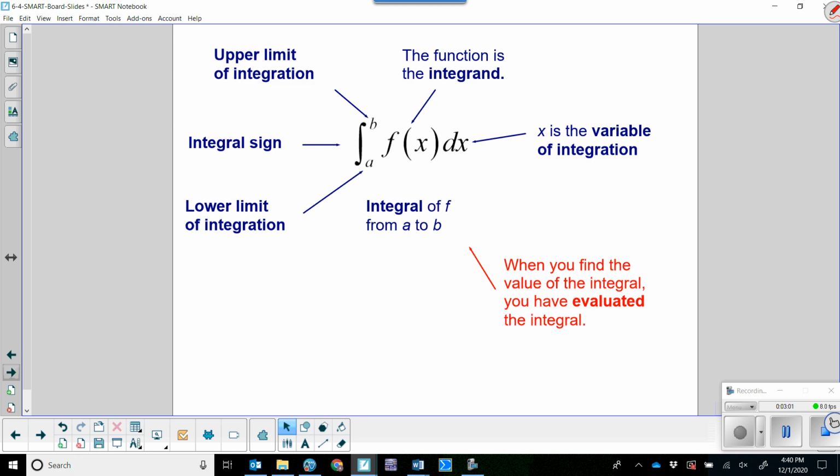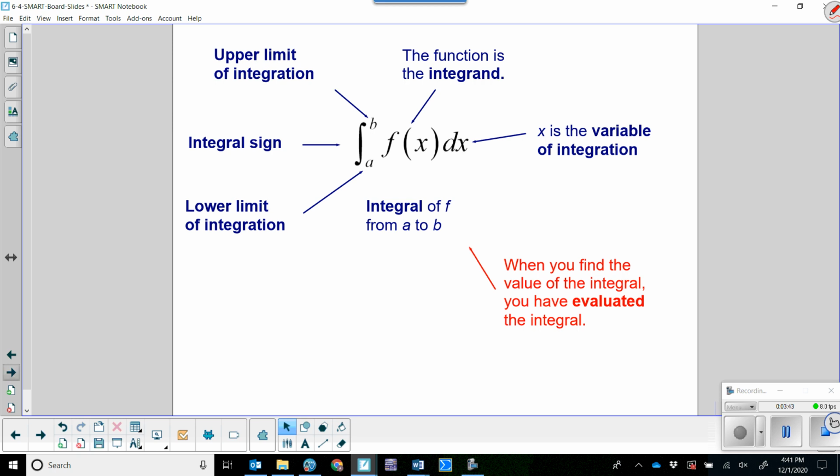And then the different parts have names. a is your lower limit of integration, and you always read this as the integral from a to b. We always read lower to higher because that's like reading left to right. So we say the lower limit of integration to the upper limit of integration. Now, the number a might not be smaller than b, as we'll see in a minute, but it's still the lower limit of integration and b the upper limit. So we always read it from a to b.